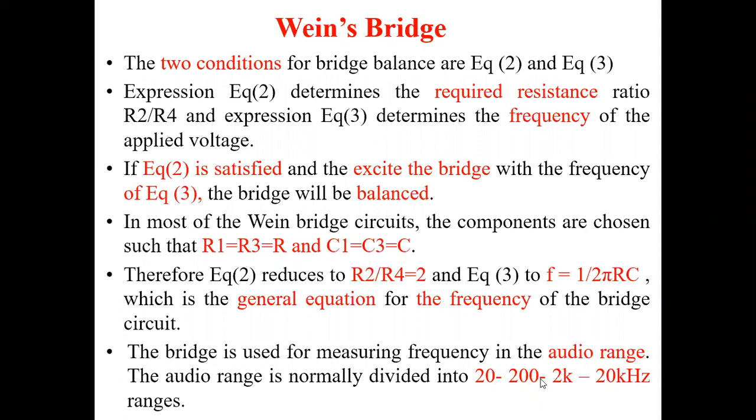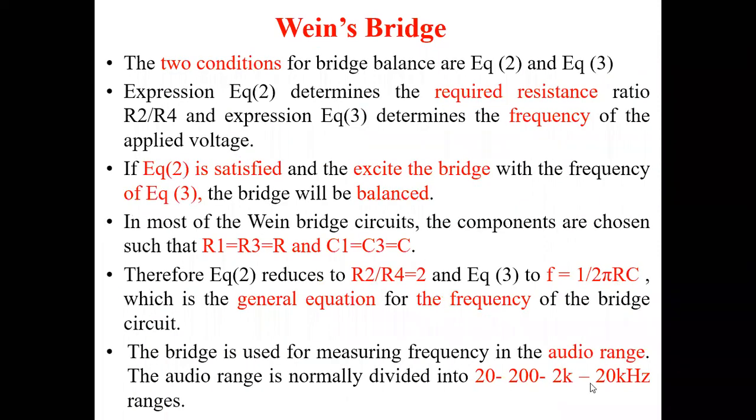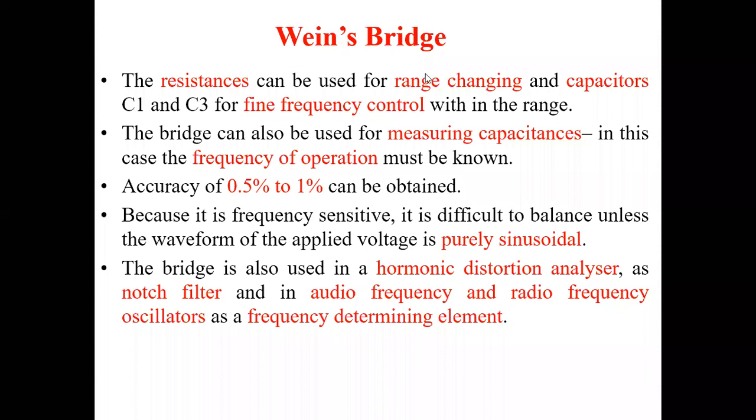So these audio ranges are set by the resistances, and the capacitors C1, C3 are used for fine frequency control within the range. The range is nothing but these 20, 200, 2K and 20 kilohertz. These ranges can be normally set by using the resistances, that is R1 and R3, and the C1 and C3 are used for fine tuning of the frequency control.